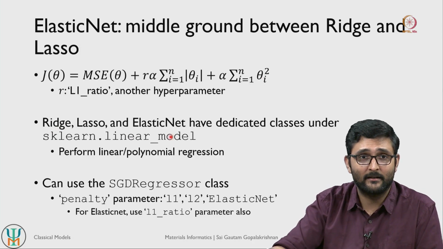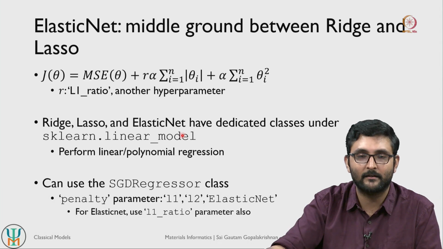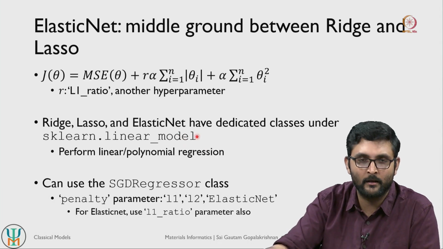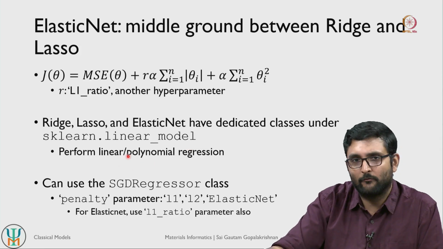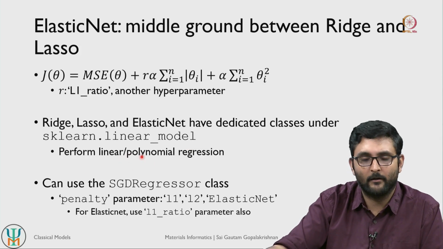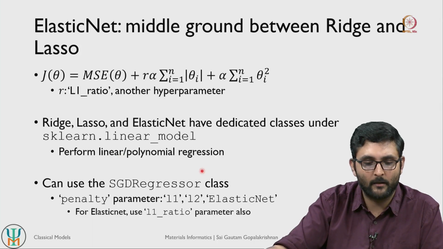All of these, ridge, lasso and ElasticNet, have dedicated classes. So if you want to implement them, you can import those classes from the scikit-learn linear model module, and once you have imported, you can simply perform linear or polynomial regression on top.